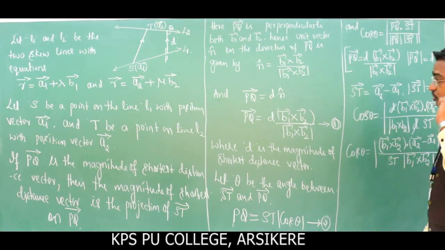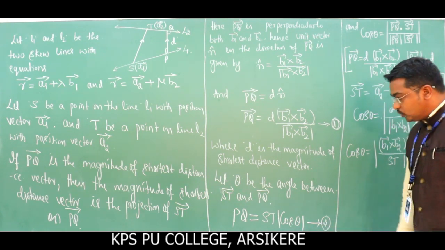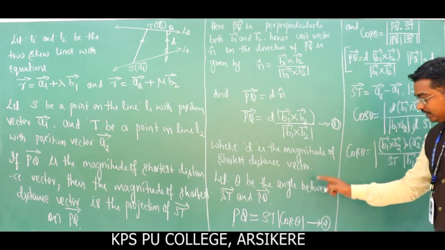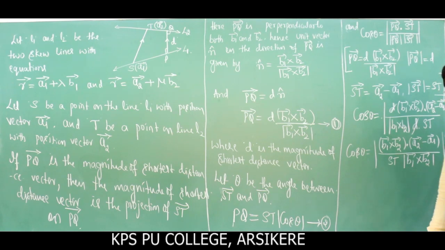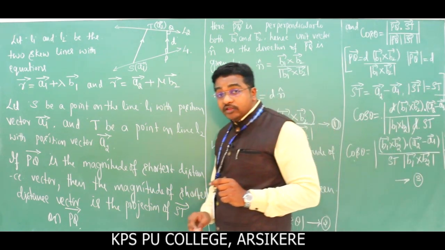Then observe equation 2. What is equation 2? PQ is equal to ST into modulus of cos theta. So cos theta is nothing but we get this expression. Okay, this is called equation number 3. Did you understand? So take a pause and note down all the things I have written here.